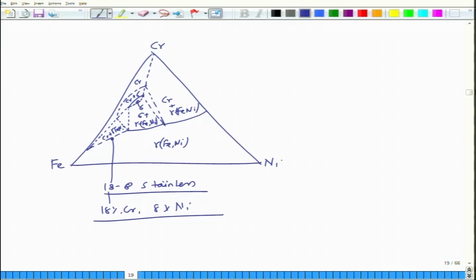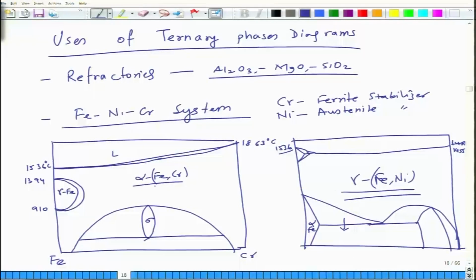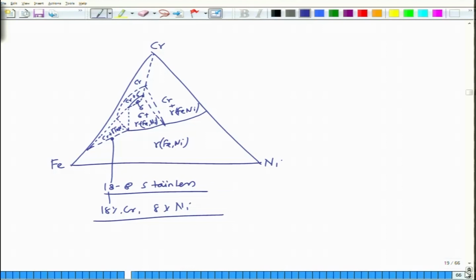So if you want to design such a system which has opposite characteristics of ferrite stabilizer and austenite stabilizer, you need to get into ternary phase diagrams. Binary phase diagrams show you that you can stabilize alpha phase and gamma phase, the ferrite phase and austenite phase, and to have both of them in the same alloy, you need to get to a ternary system where you have a chromium rich region. So this is your chromium rich region on this side.